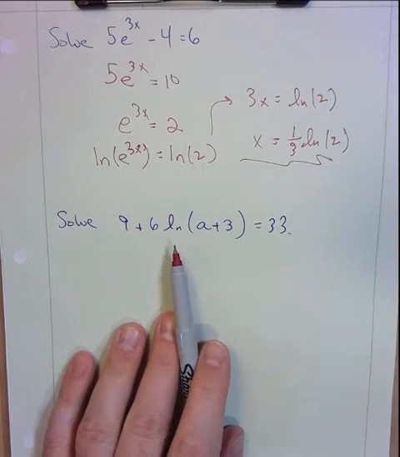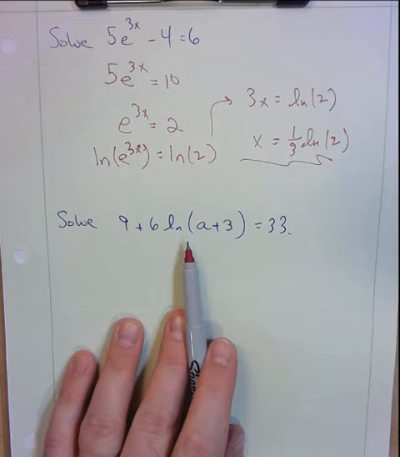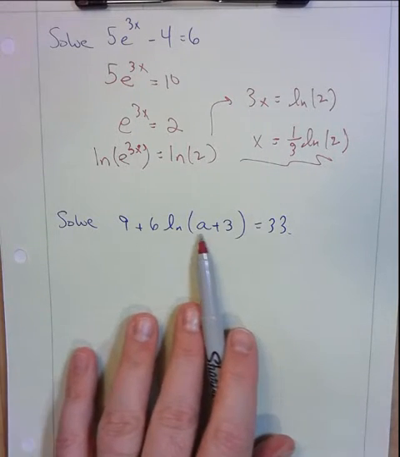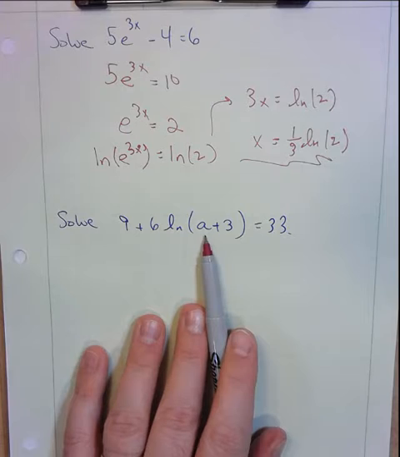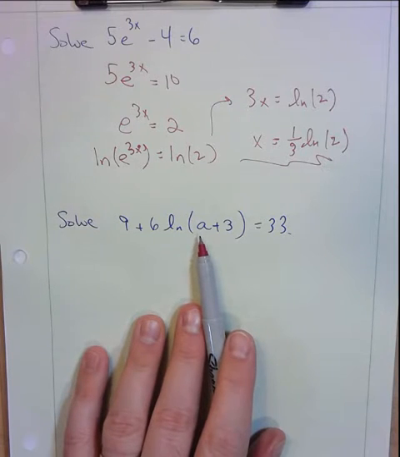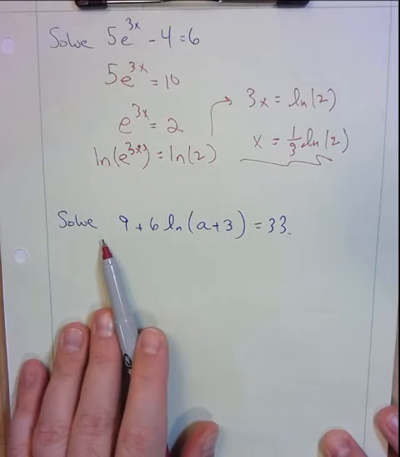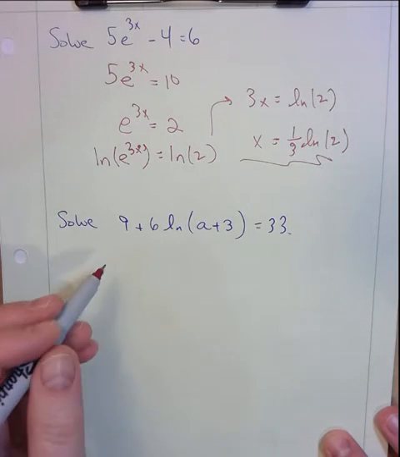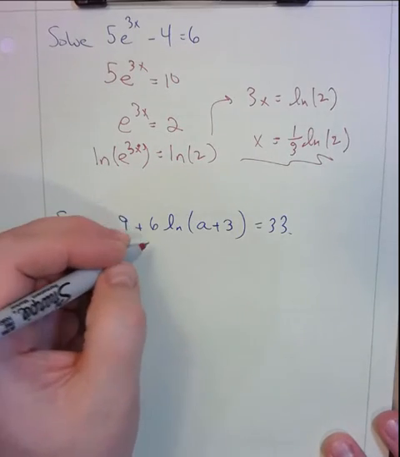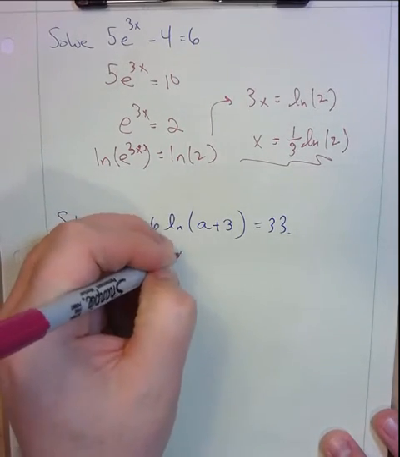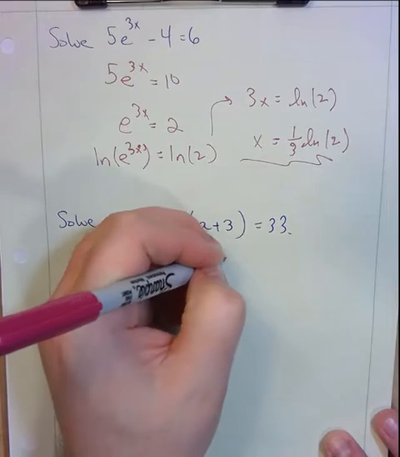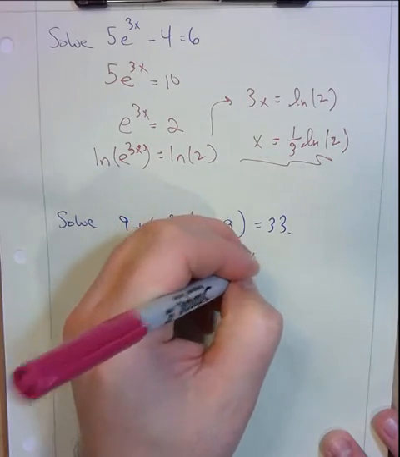Here we have an equation with a natural log in it. Okay, fine. The fact that there's a natural log getting in the way of our variable for the moment doesn't matter because we haven't gotten to it yet. We got to dig for the variable, which is this a. The first thing that has to go is the 9. So we are going to subtract 9 from both sides to have 6 natural log of a plus 3 equals 24.